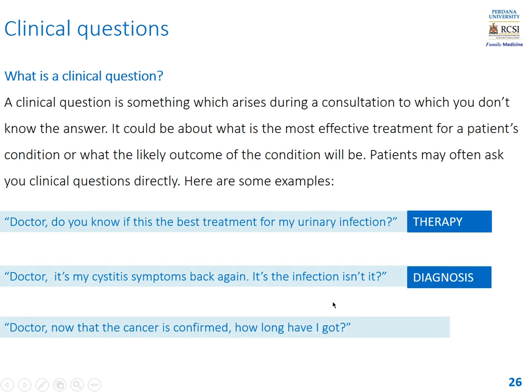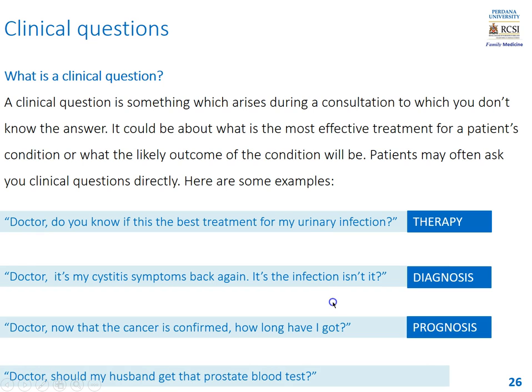This is a question about prognosis. And finally, a question on screening.